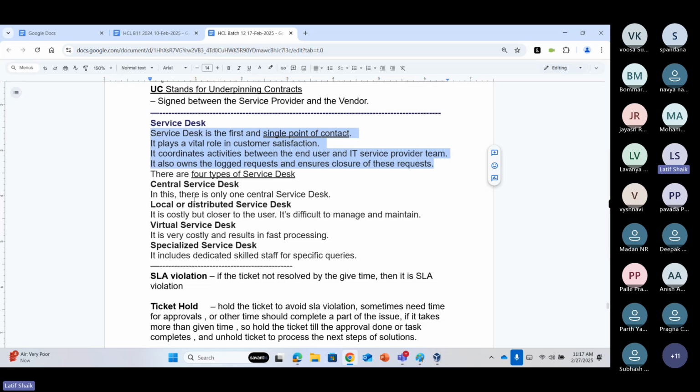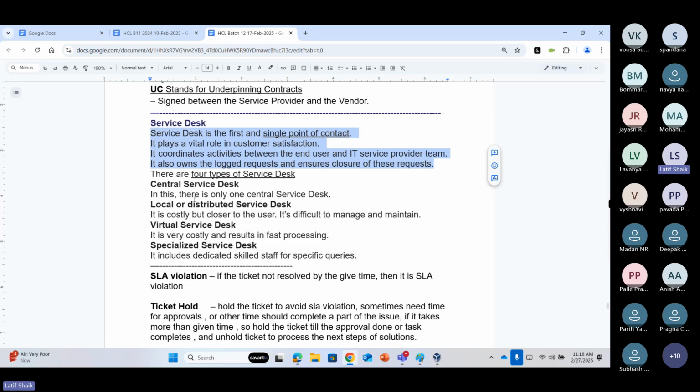Local or distributed service desk. It is costly, meaning localized. Localized means IBM support centers are there. It's not about IBM computers. So IBM also provides, as do IBM, HDFC.